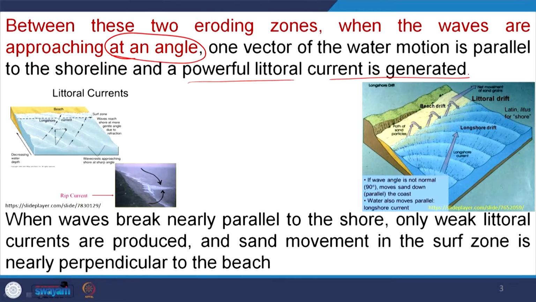When waves break nearly parallel to the shore, only weak littoral currents are produced, and sand movement in the surf zone is nearly perpendicular to the beach. If it is perpendicular to the beach, there will be no littoral current action. So if the wave is breaking parallel to the coast, there is no effective along-shore sand movement.